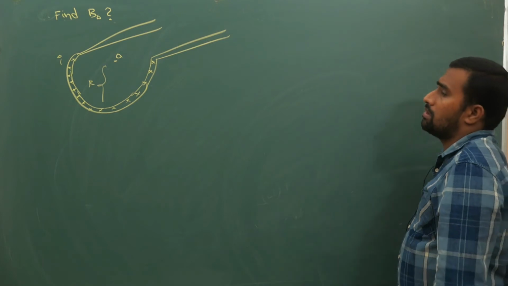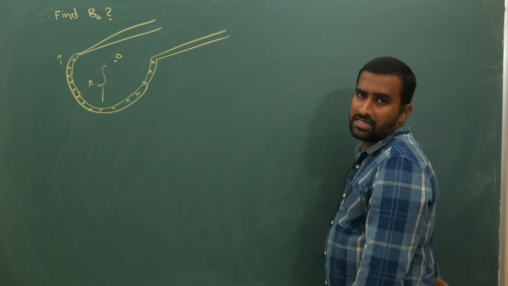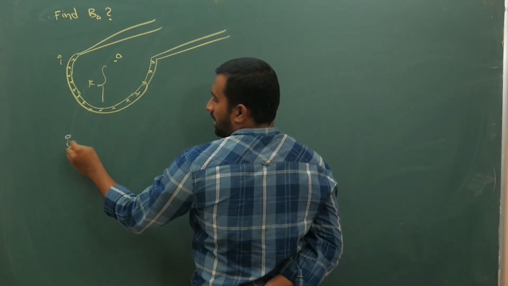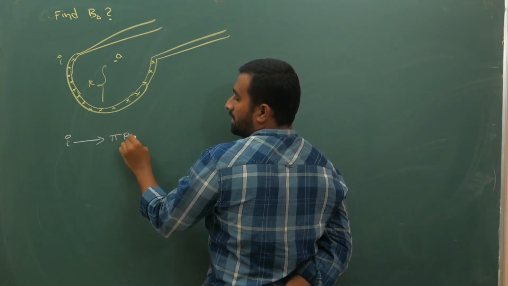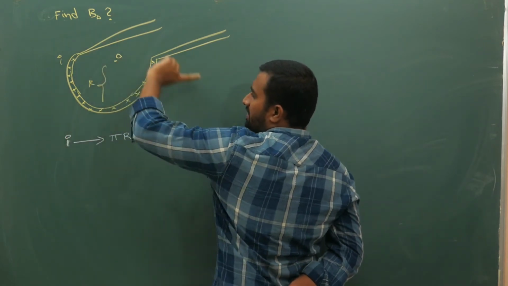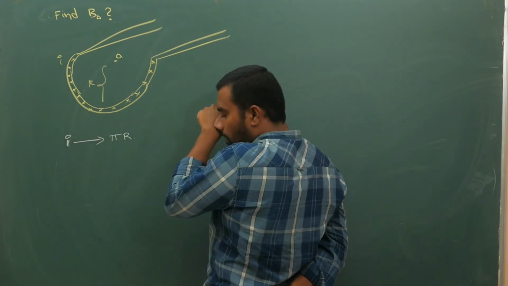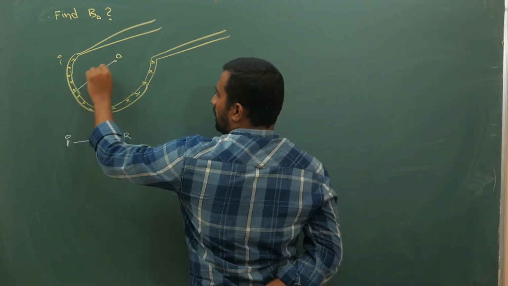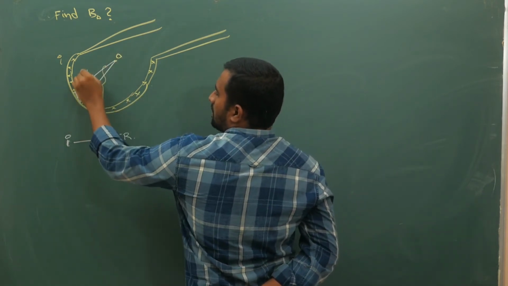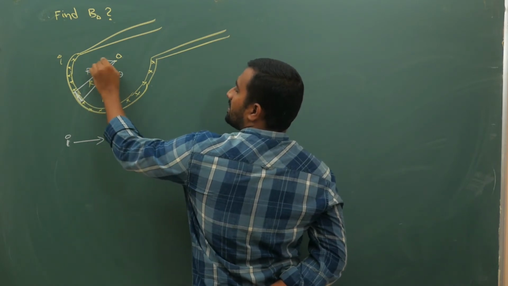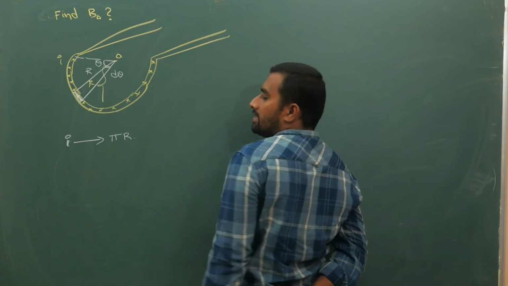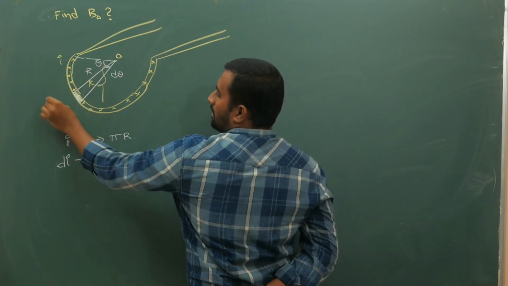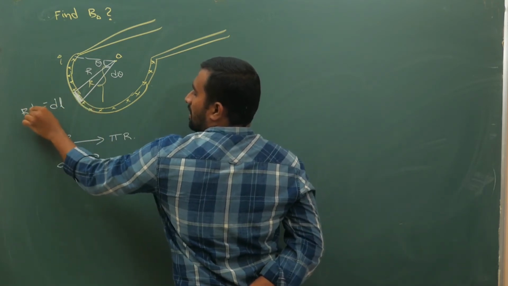Now always stick to the basics. Remember, first of all, your I current is going across a length of pi r, because if it were a full circle it would be 2 pi r, but you have only a small portion. Now if you take a small strip here, this is r, if you assume this angle to be d theta and this angle to be theta, your small current di will flow across a small length dl, which is r times d theta.